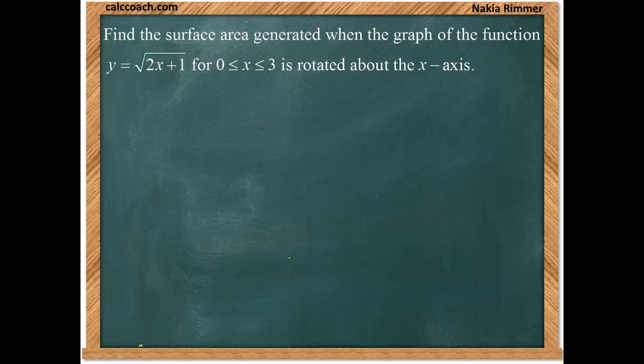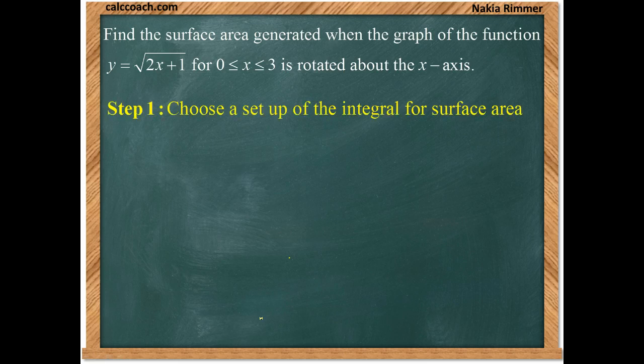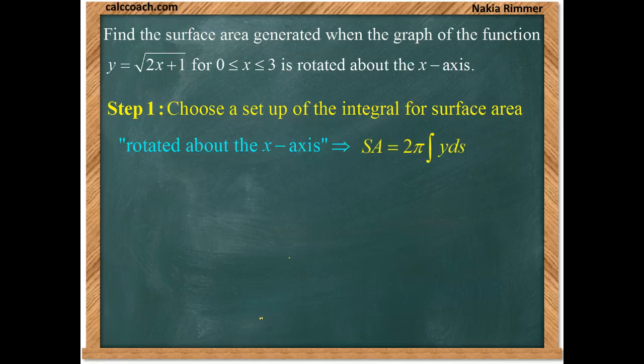Find the surface area generated when the graph of the function y equals the square root of 2x plus 1 for x between 0 and 3 is rotated about the x-axis. First step in the process is that we need to choose a setup of the surface area integral. When you're rotated around the x-axis, then the general setup is 2 pi times the integral of y ds.